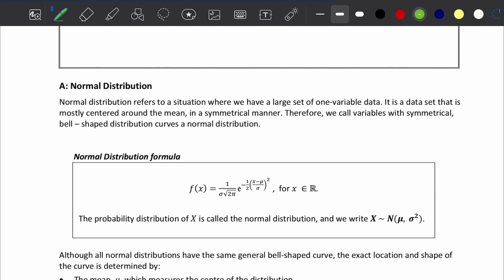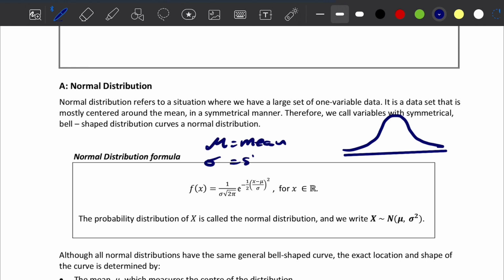Although all normal distributions have the same general bell-shaped curve, so when I say bell-shaped curve, we are referring to a curve that looks like this, the one that has a perfect bell shape, the exact location and shape of this curve is determined by the mean and the standard deviation.